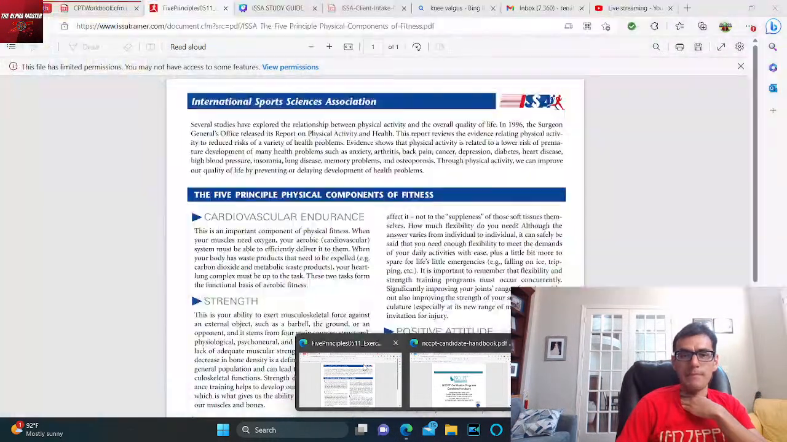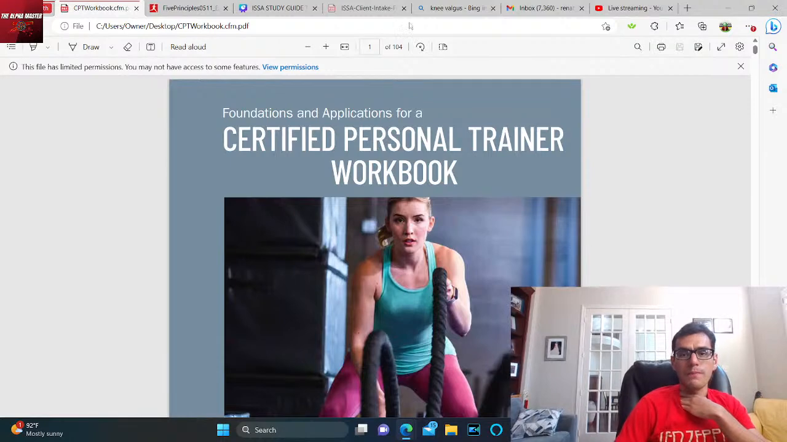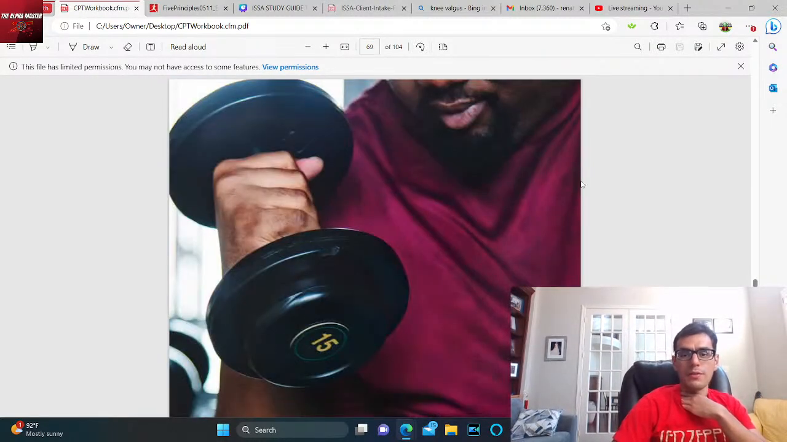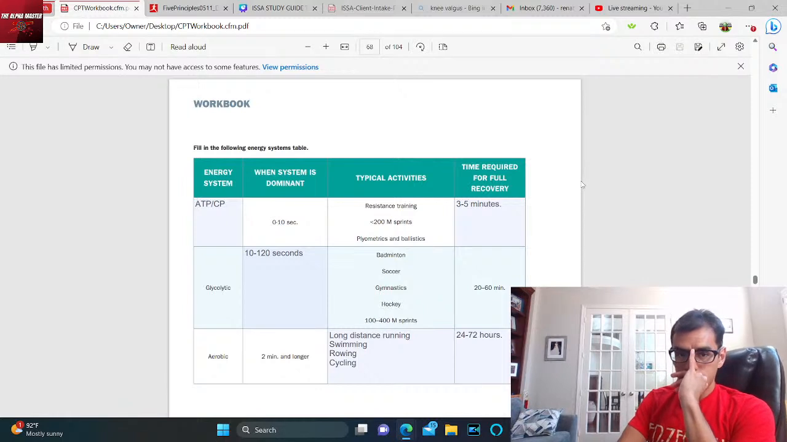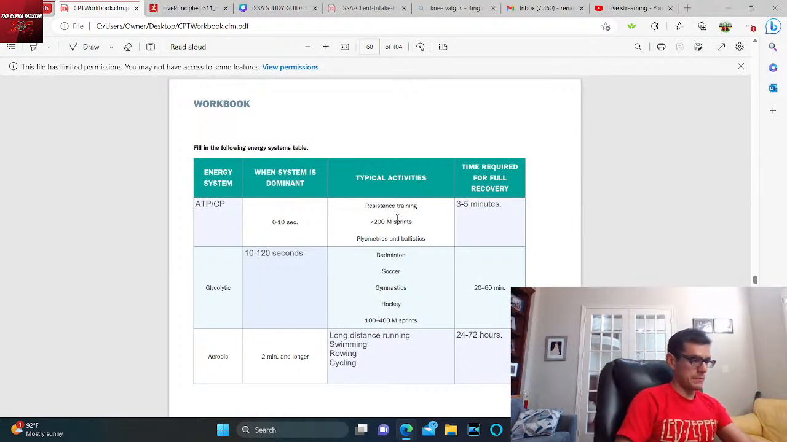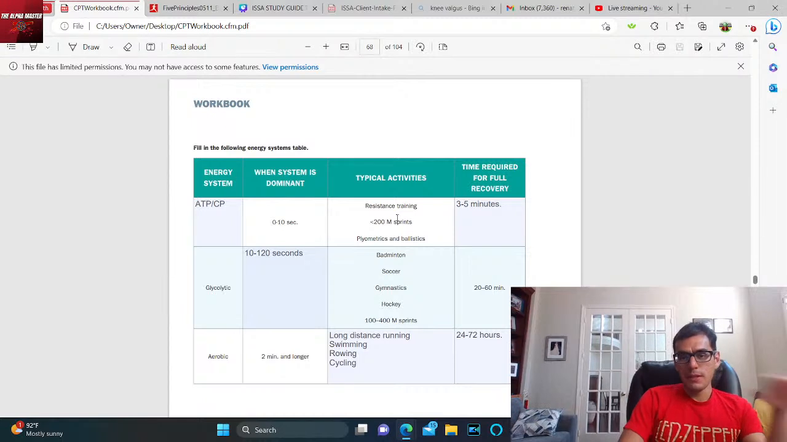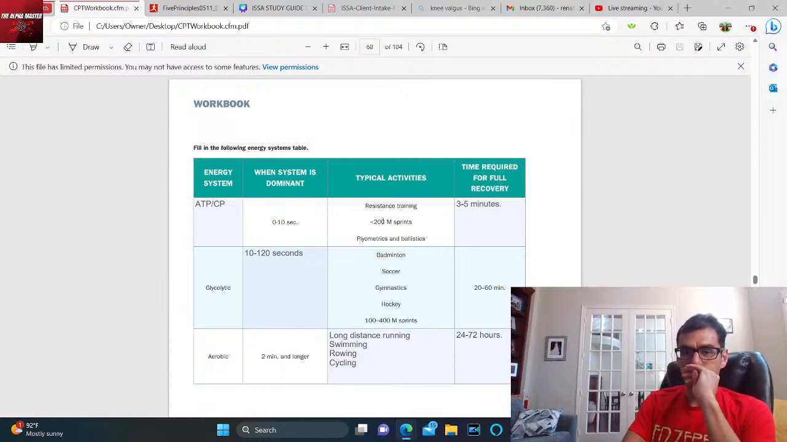Now we go over the workbook. It's going to be page, the concepts of resistance training. It's going to be ATP-CP. ATP-CP is part of the movement system in resistance training.